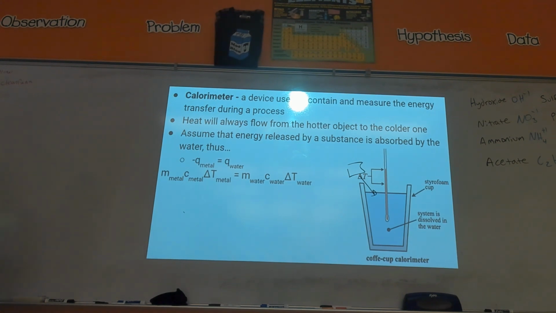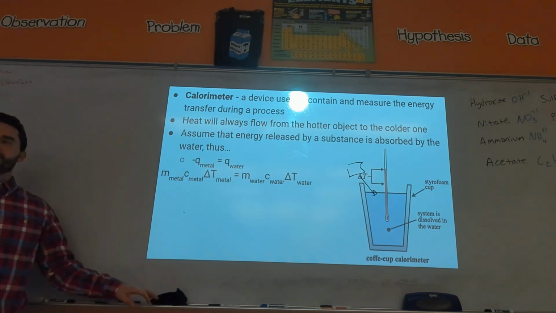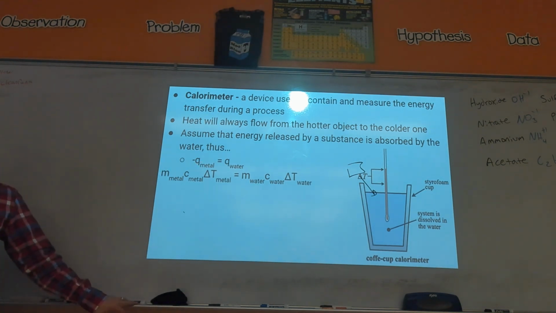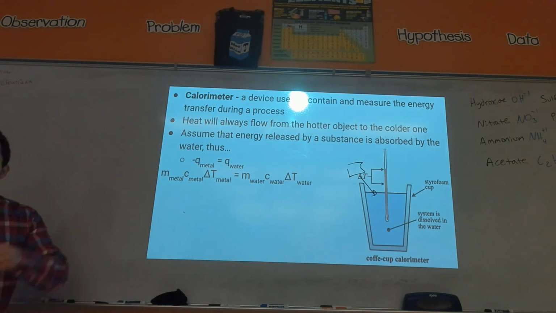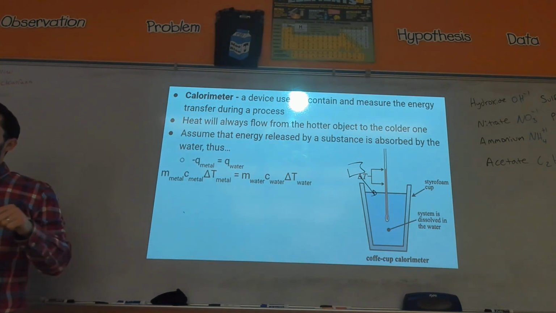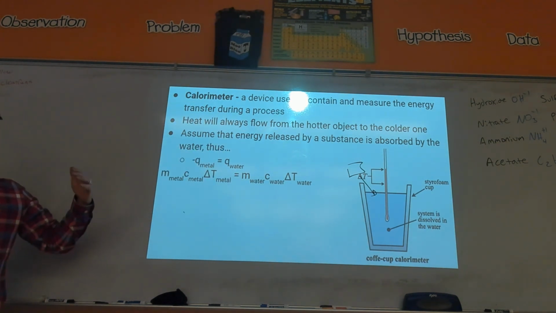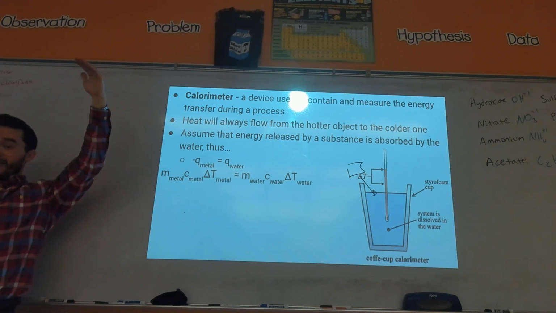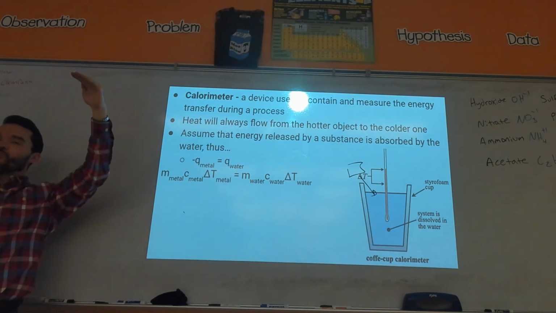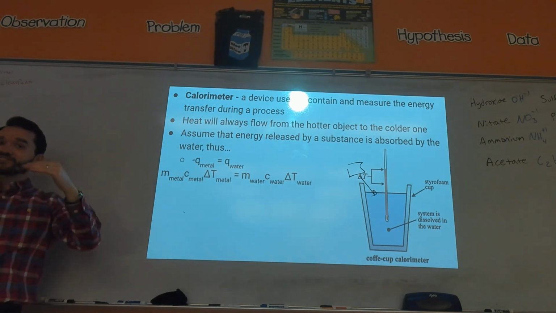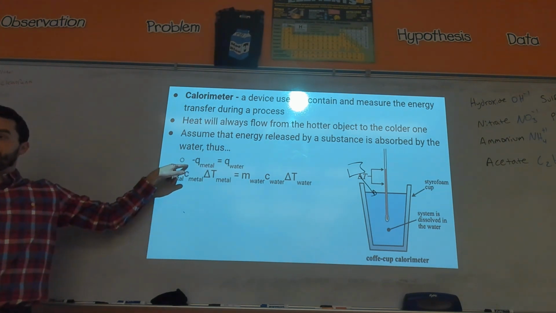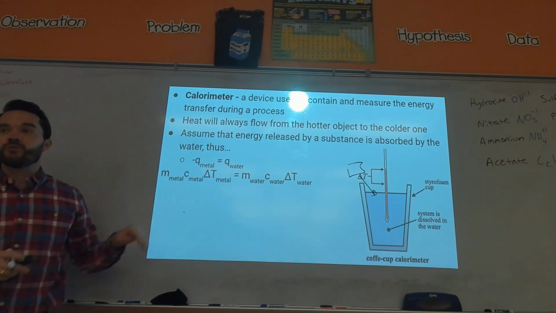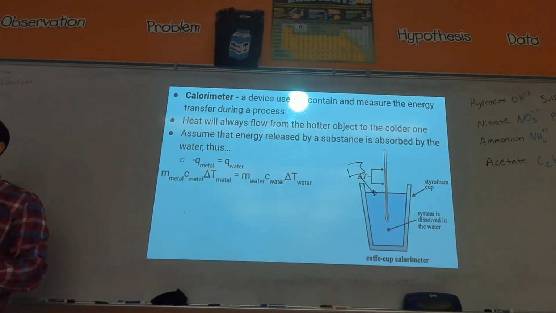Can you repeat the question? Why is there a negative sign next to the metal? Why is it negative Q metal? Energy is being released. The heat is moving from the metal to the water. Think of it this way. Your parents, they hopefully have a lot of money in their bank account. If they give you $20, what happens to their bank account statement? It gets minus $20. That's why there's a minus here, because the heat is moving from the metal to the water. That's why the water is then positive.